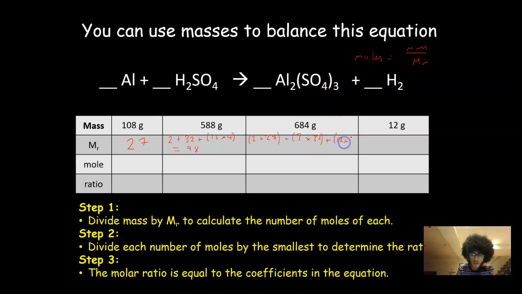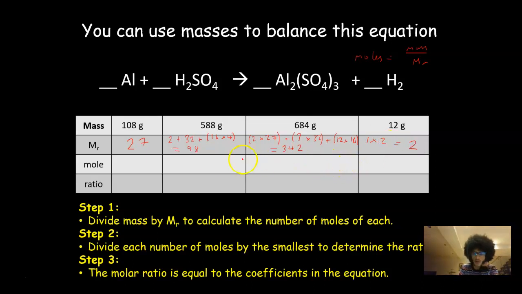So 12 times 16. Now, if I put all that together, that's 2 times 27, which is 54, plus 3 lots of 32, which is 96, and add to that 12 lots of 16, and that gives me a rather large number, which is 342. Huge number. And then I've got hydrogen, which is 1 times 2, and that equals 2.